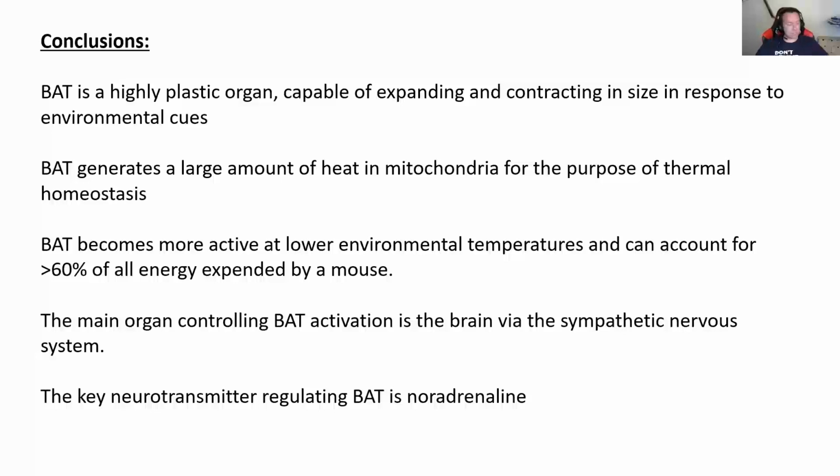So the conclusions of this little introduction are that BAT is a highly plastic organ capable of expanding and contracting in size in response to environmental cues. It generates a huge amount of heat in mitochondria for the purpose of thermal homeostasis. It becomes more active at lower environmental temperatures and can account for over 60% of all the energy expenditure in a mouse. The main organ controlling BAT activation is the brain, and it does so via the sympathetic nervous system. And the key neurotransmitter regulating BAT is noradrenaline. I think that these are fair statements. There is obviously nuance to all of this.